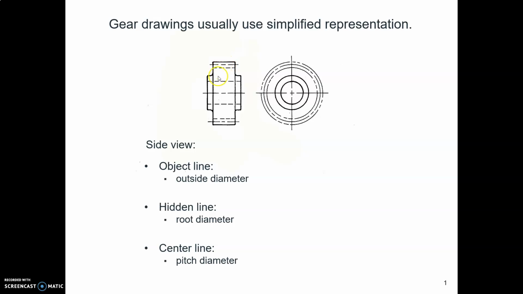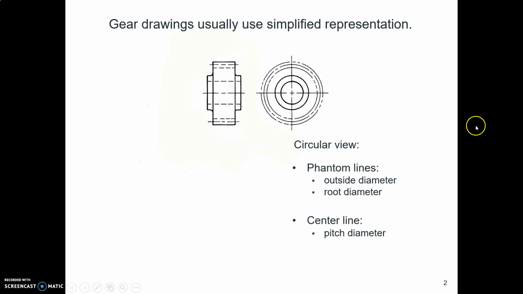So if you have a side view, you'll use an object line to show the profile of the gear. You'll use a hidden line there to show the root at the bottom of each tooth, and you'll use a center line to show where the pitch diameter is. Then in the circular view here, you use phantom lines for the outside diameter and the root diameter, and then you use a center line circle for the pitch diameter.